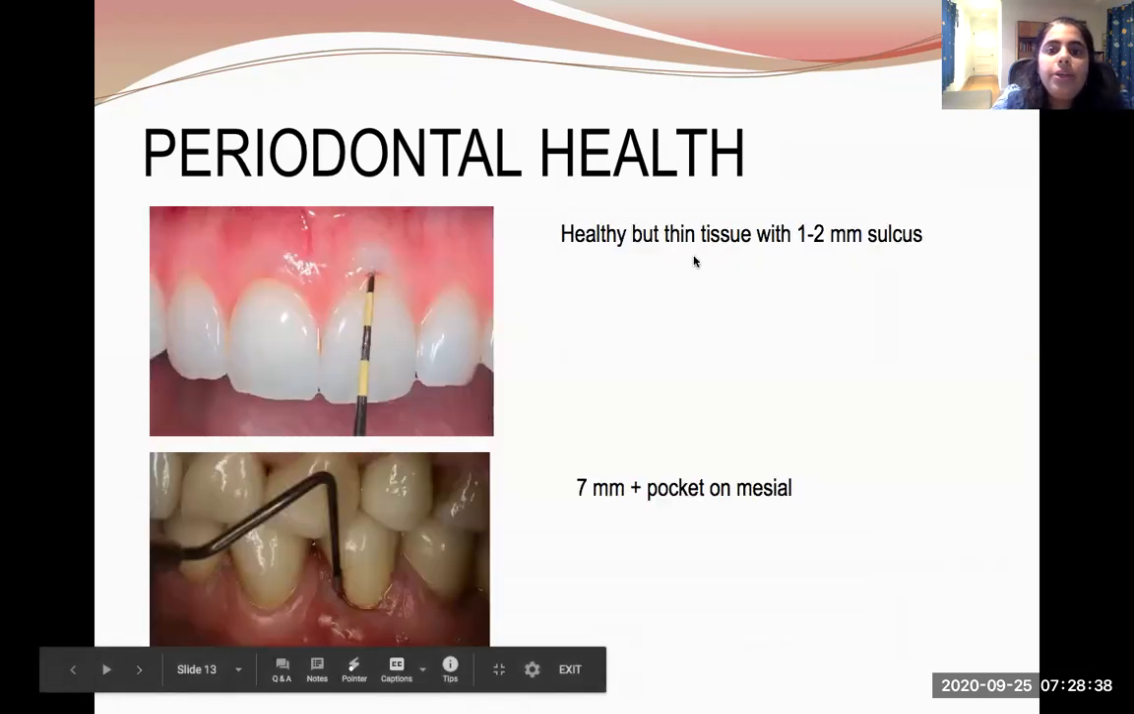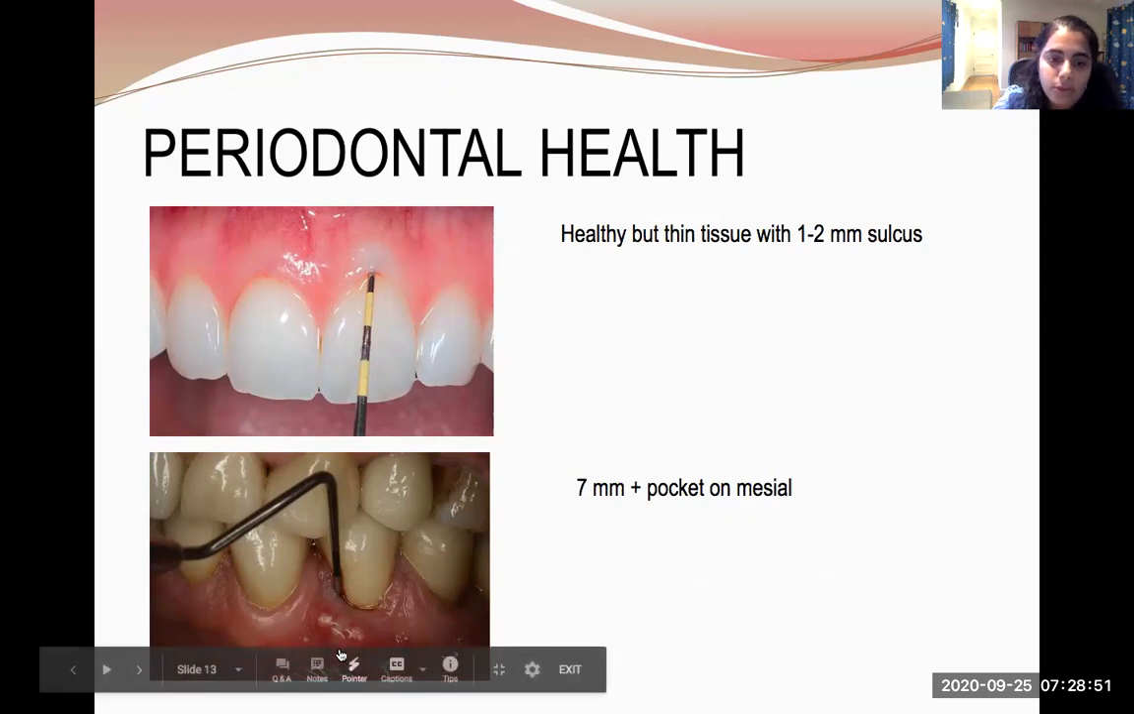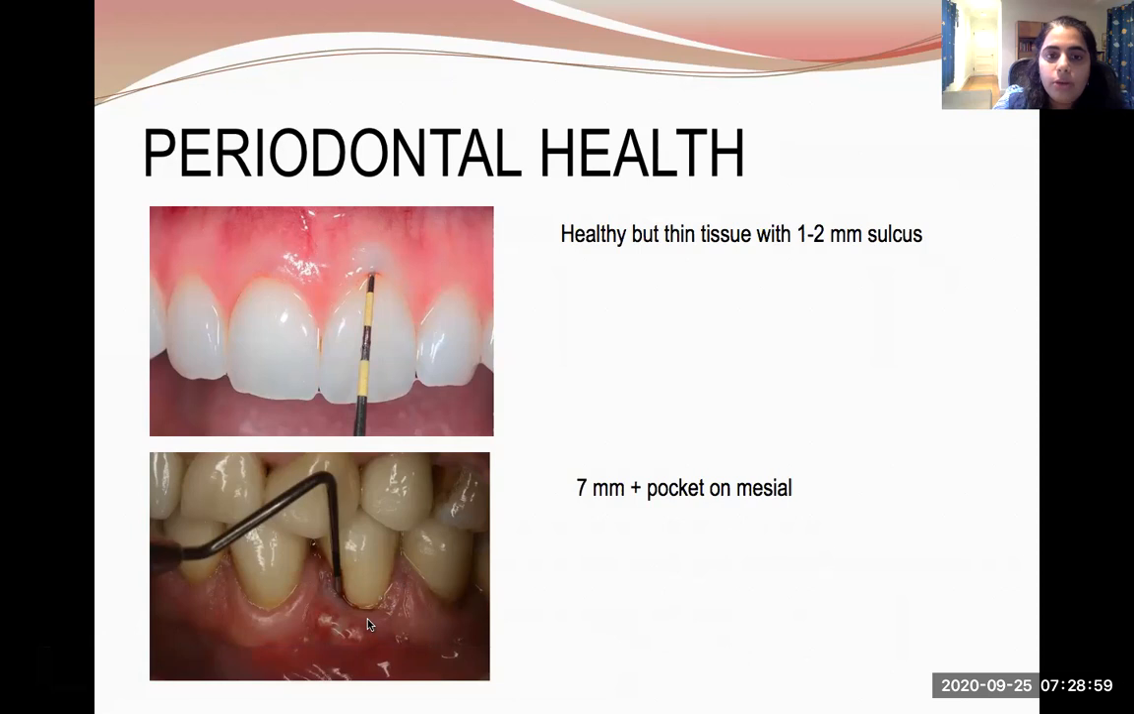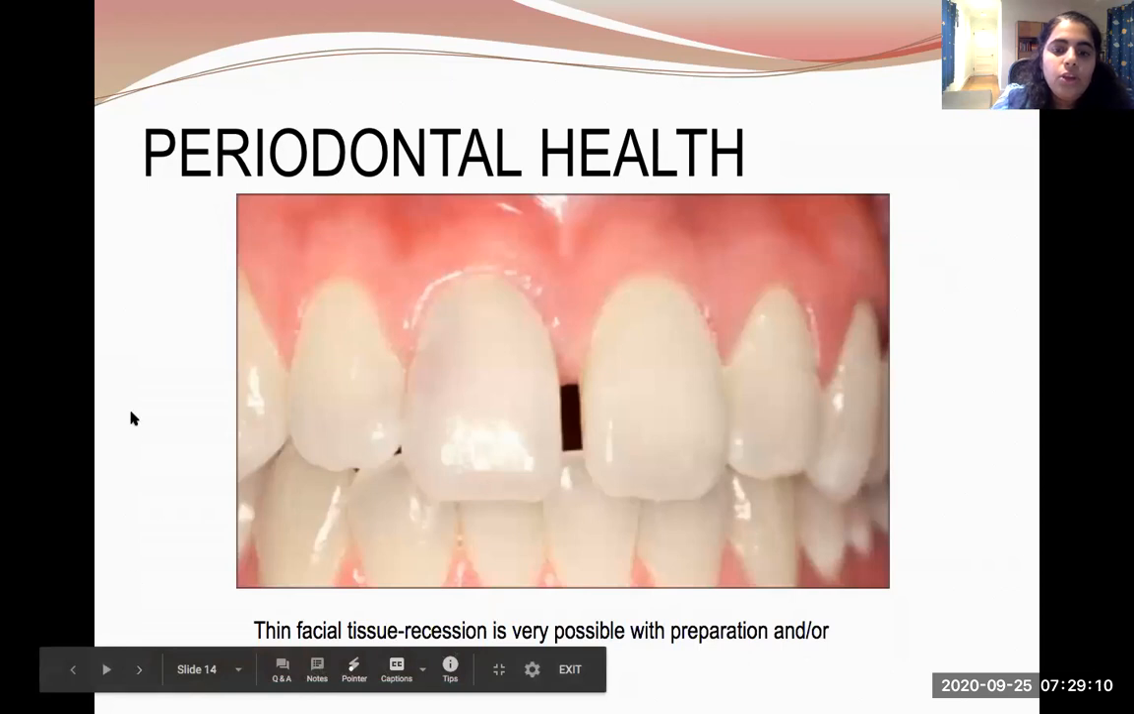So you can see over here, there is healthy but thin tissue with 1 to 2 millimeter sulcus. So, the cord packing procedure kind of differs depending upon the crown. And over here, there's a 7 millimeter pocket on the mesial. And you can see there is a gingival abscess. So it's one of those cases where you want to make sure the periodontist is on board with the long-term prognosis of the crown. So, yeah, let's go ahead. So with thin facial tissue, there is a possibility of recession with preparation.